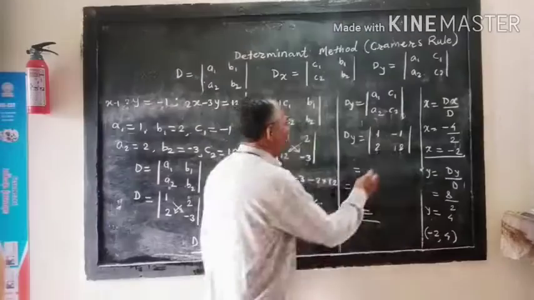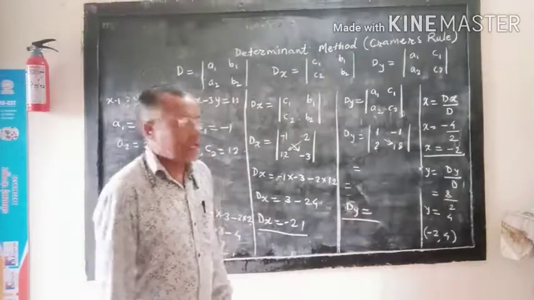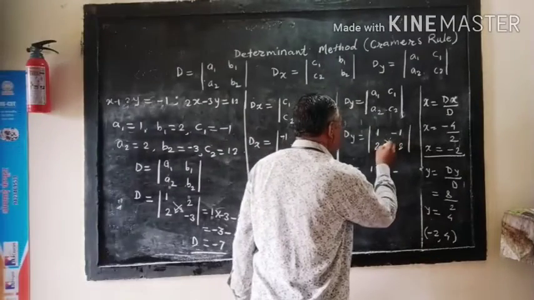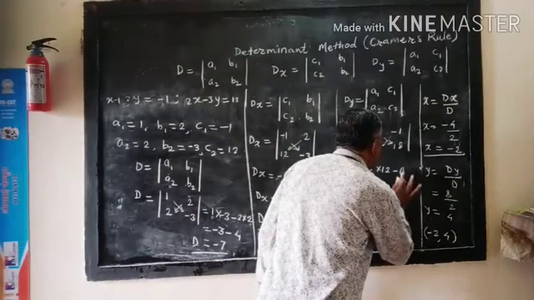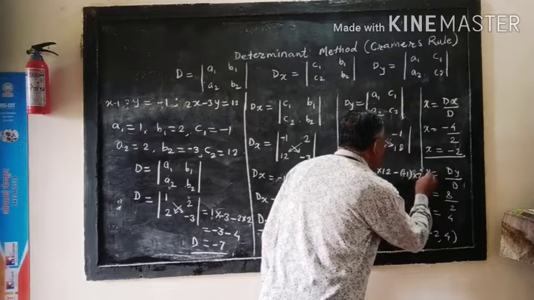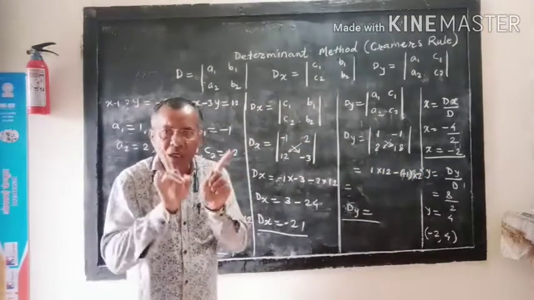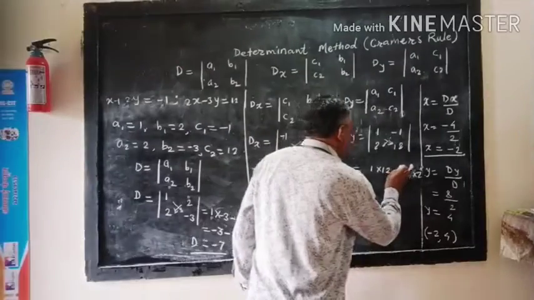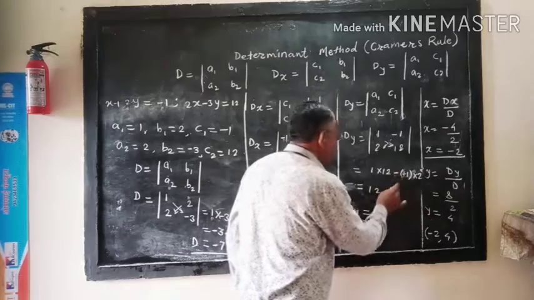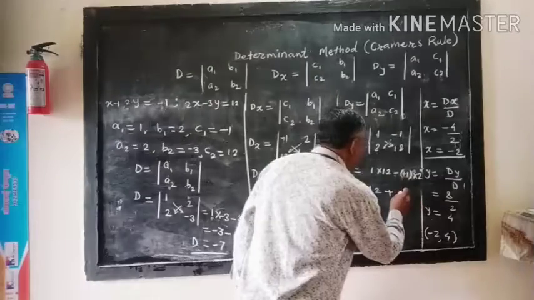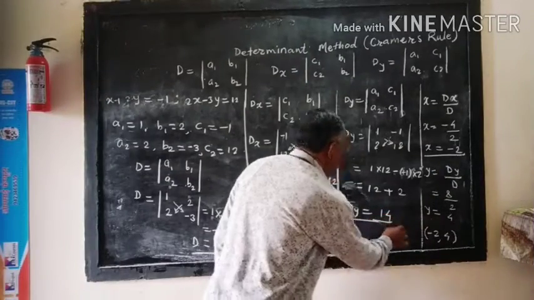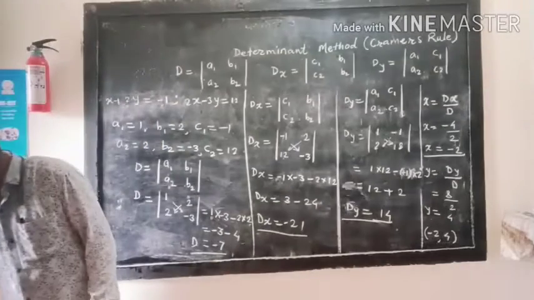Now we have to find the value of D of y. Same method, very simple. You have to cross it. That is 1 into 12, sign will be minus, and this minus 1 into 2. Because there is a sign minus, I have put it in a bracket. Now 1 into 12 is 12. This minus becomes plus, 1 into 2, that is 2. Plus 12 plus 2 is equal to 14. It is the value of D of y.